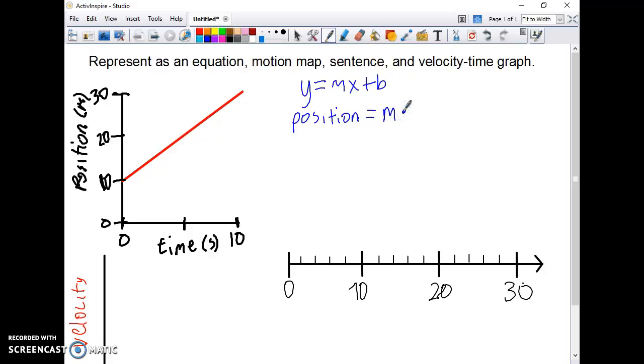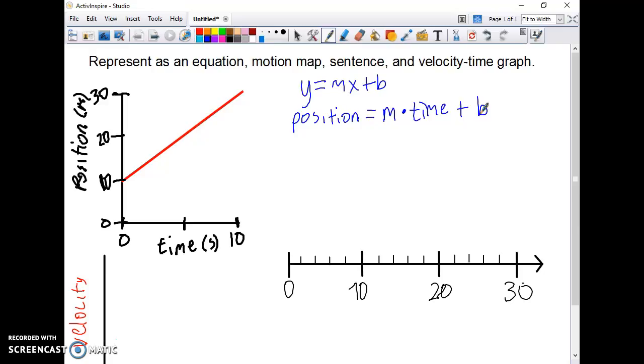But we do know what the variable x means, right? X in this case is the time, okay? So I'm going to write n times time plus some value of b, okay? Now let's find those values.